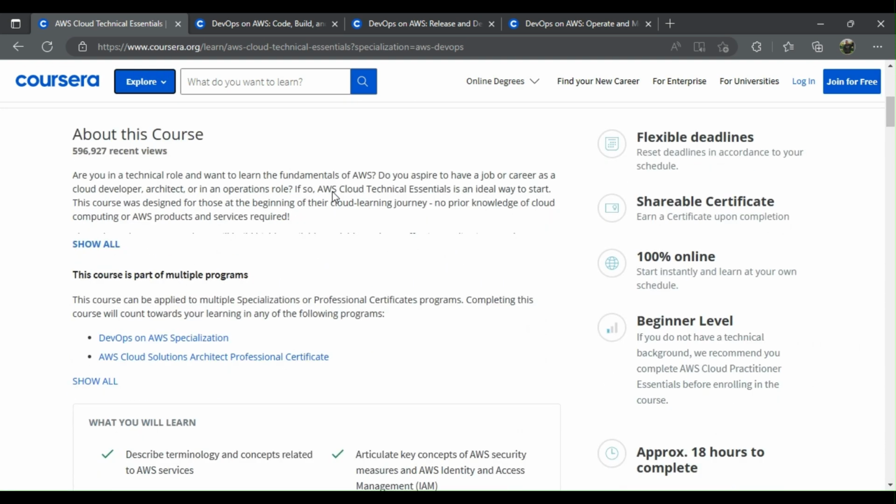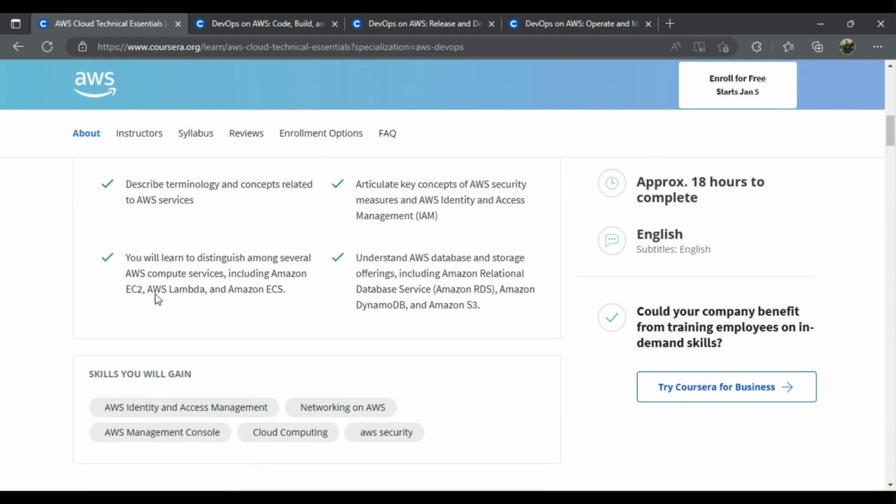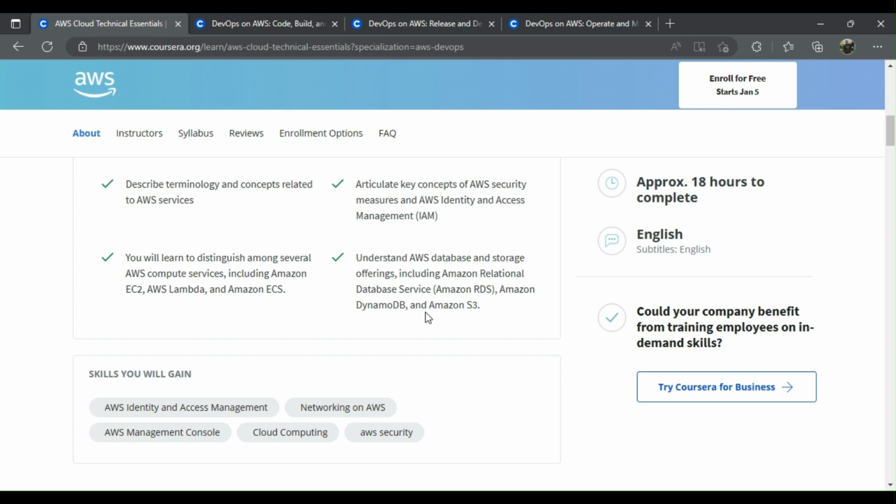What you learn: Describe terminology and concepts related to AWS services. You will learn to distinguish among several AWS compute services, including Amazon EC2, AWS Lambda, and Amazon ECS. Articulate key concepts of AWS security measures and AWS Identity and Access Management, IAM. Understand AWS database and storage offerings, including Amazon Relational Database Service, Amazon RDS, Amazon DynamoDB, and Amazon S3.